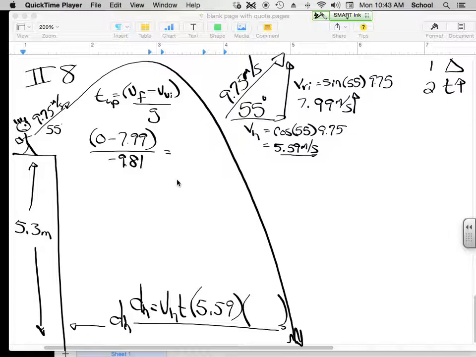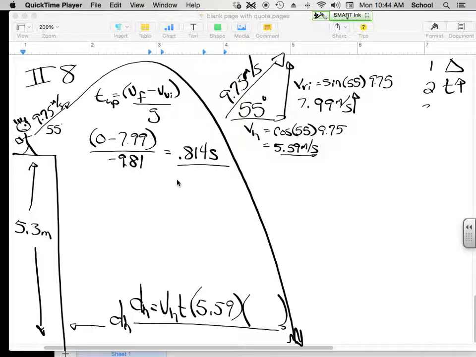So we get 0.814 seconds to get to the highest point. So now that we know the time up, we want to find the time down, but we have a problem. We can't find time down until we're falling from our highest point. We don't know how high we went. We know that he is 5.3 meters off the ground, but the calculator went higher than that. So next we got to figure out how high did the calculator go.